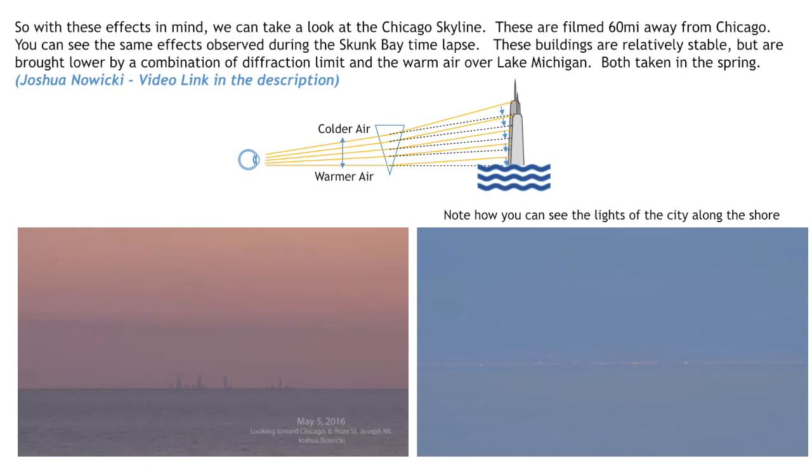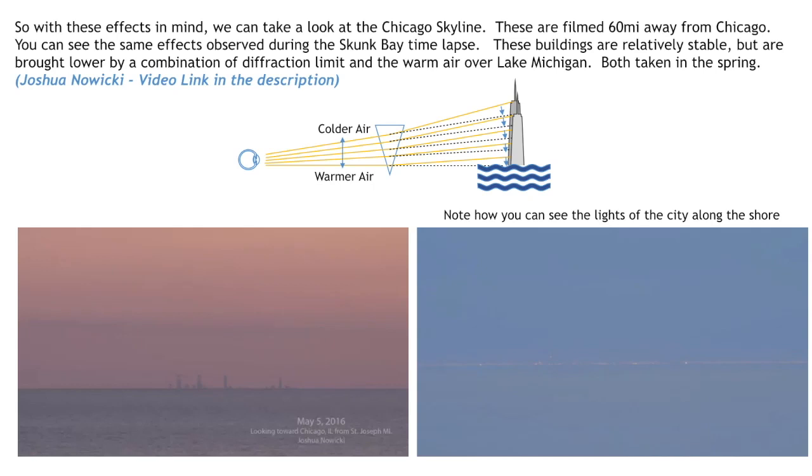So again, with these effects in mind, we can take a look at the Chicago skyline. These are filmed 60 miles away from Chicago. In other words, they're filmed across Lake Michigan from a place called St. Joseph's, 60 miles away. And you can see the same effects observed during the Skunk Bay time-lapse footage. So these buildings are relatively stable somewhat, but they are brought lower by a combination of the diffraction limit and the warm air over Lake Michigan.